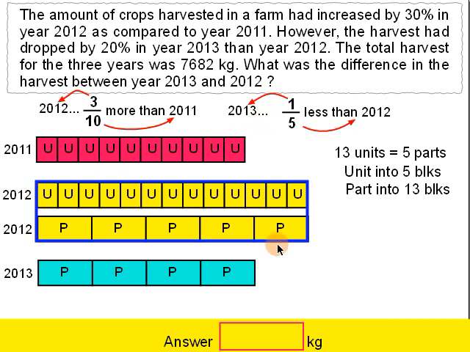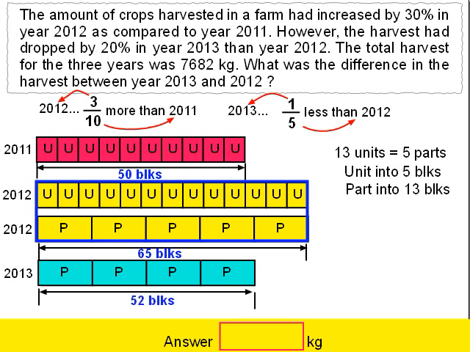in the model so that the working in the model looks more tidy. So for example, for the year 2011, there were a total of 10 units. Since 1 unit we're going to cut into 5 blocks, 10 units we cut it into 50 blocks. So we put it down into the model. For 2012, 1, 2, 3, 4, 5 parts. 1 part is 13, so 5 parts is 65 blocks. And then 2013, 4 parts, 4 times 13, you will get 52 blocks.